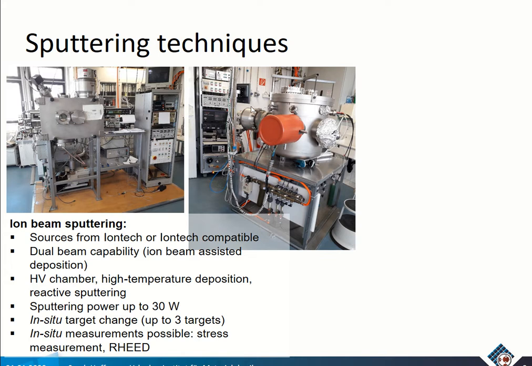Here you have that very large pump on the right-hand side, or the left-hand side of the machine, in the right picture here. And we can have high temperature deposition and also reactive sputtering. With those machines we have sputtering powers up to 30 watts, and we have the opportunity of in situ target exchange for up to 3 targets, and also in situ measurements are possible, for example stress or RHEED.